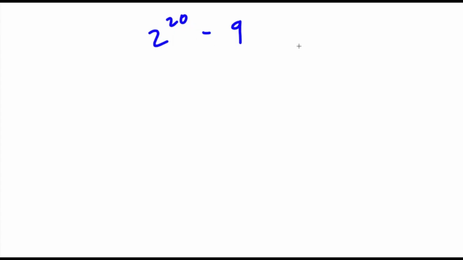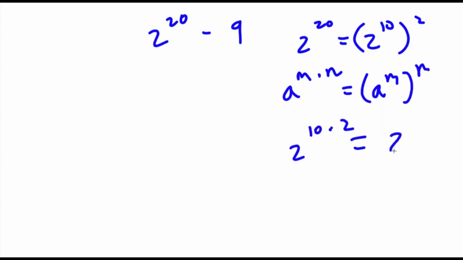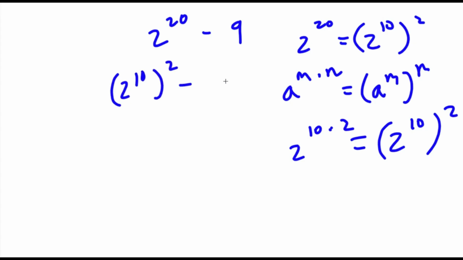Alright, so we have 2 to the power of 20 minus 9. Now 2 to the power of 20 is the same thing as 2 to the power of 10 squared, because if I have something in the form a to the power of m times n, this is the same thing as a to the power of m, to the power of n. In this case, 2 to the power of 20 is 2 to the power of 10 times 2, so this is equal to 2 to the power of 10 to the power of 2. So I have 2 to the power of 10 to the power of 2 minus 9. This is the same thing as 3 squared.